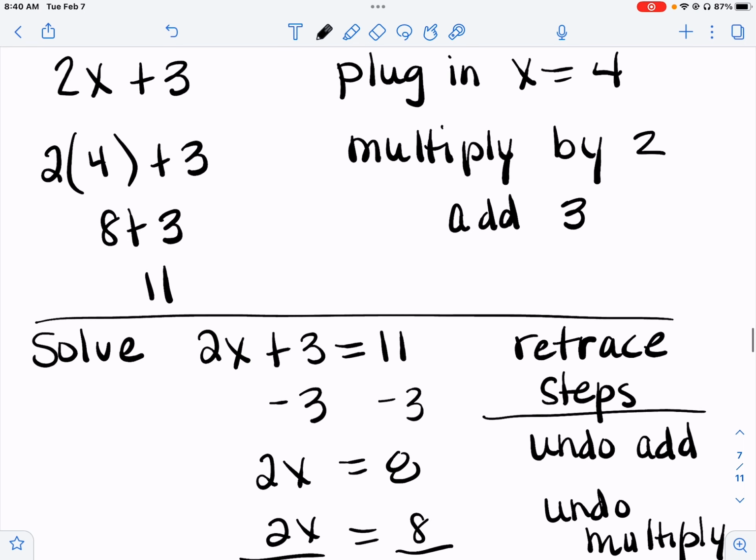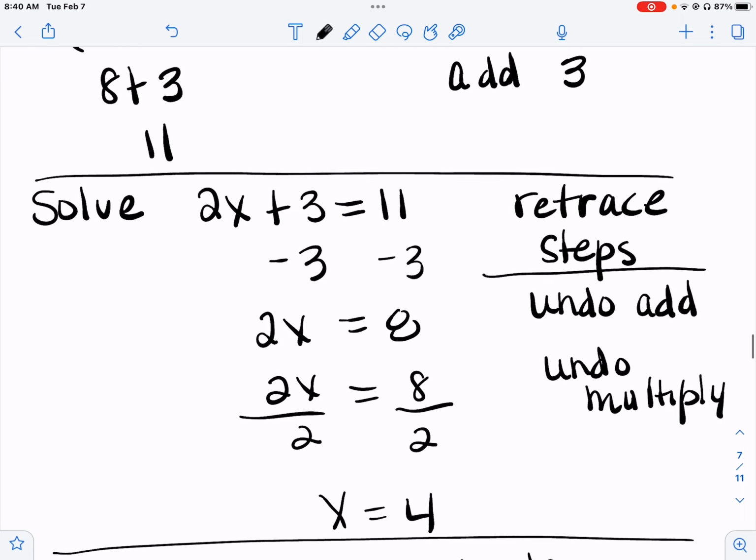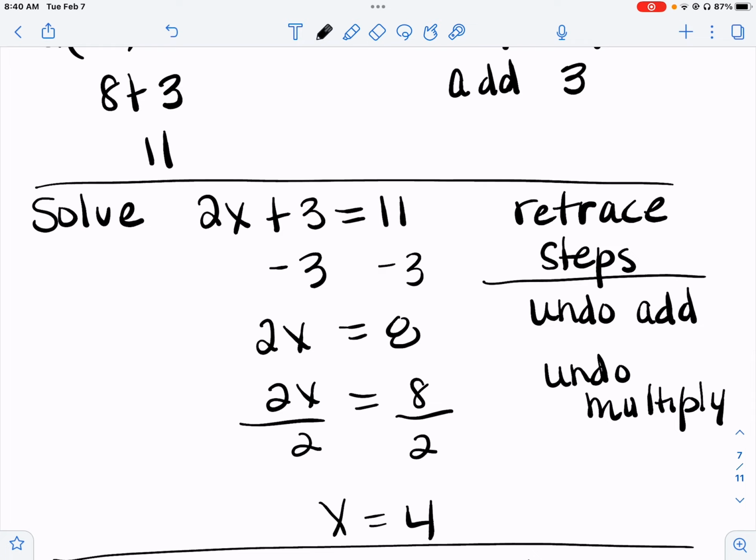When you solve an equation, means you know that 2x plus 3 equals 11, and you're trying to find what x equals. So we retrace our steps. We retrace our steps backwards. So when we plugged in, we multiplied and added. So to undo add, we subtract 3 on both sides. Then to undo multiply, we divide by 2 on both sides.